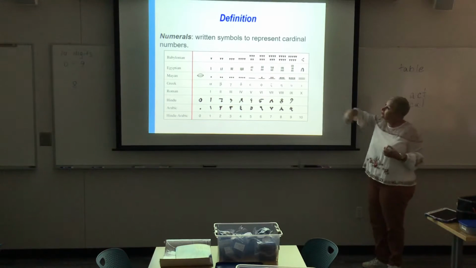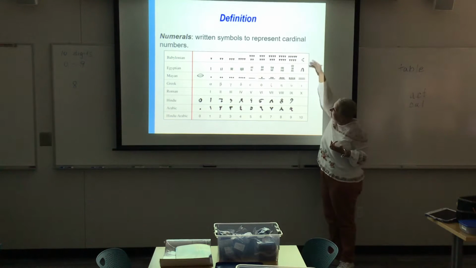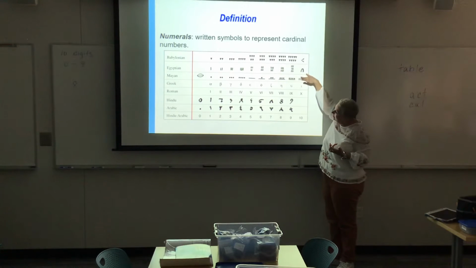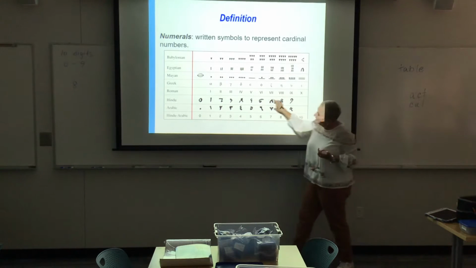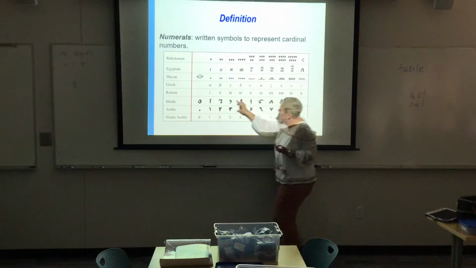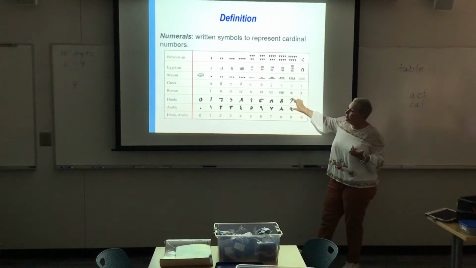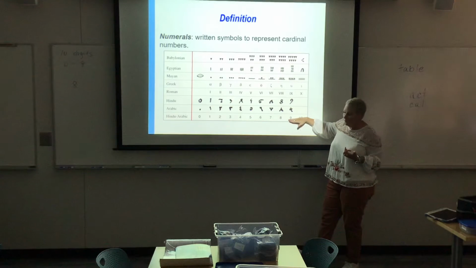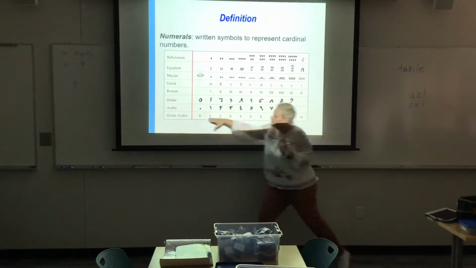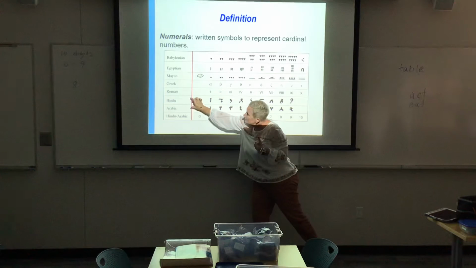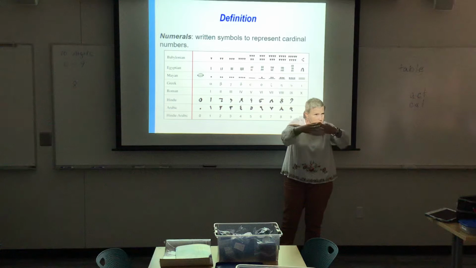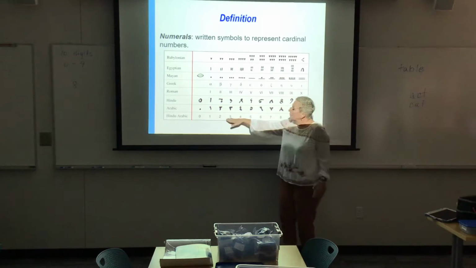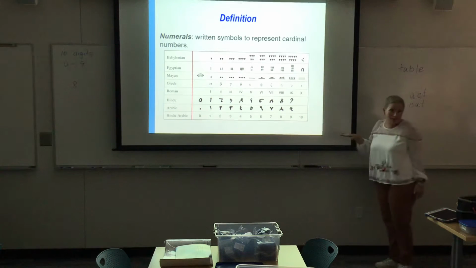We are going to learn Babylonian, Egyptian, Mayan. We're going to do a little bit of Roman. Hindu, Arabic, these two are the ancient predecessor of our Hindu-Arabic numerals here. So these two came together when two civilizations came together and created the ones that we use today.